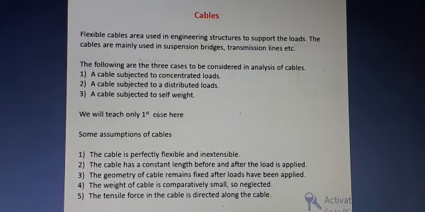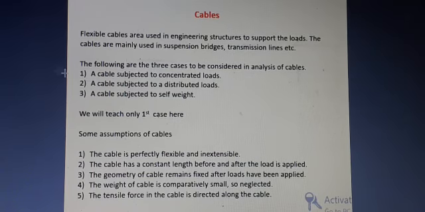There are three cases which are considered in the analysis of cables: a cable subjected to concentrated load, a cable subjected to distributed load, and a cable subjected to self-weight. We will teach only the first case here, that is, a cable subjected to concentrated load.